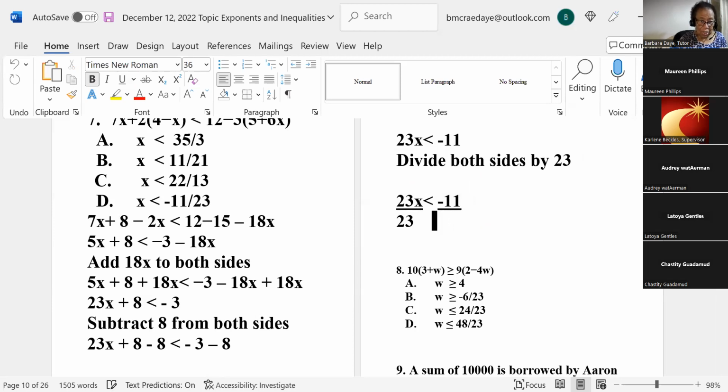So Maureen, what's the answer when I do that? What do I get on the left side? You get, oh yeah, left side of x. That's right, because 23 over 23 is 1. What do I get on the right side? Well, I get just what you see there, right?